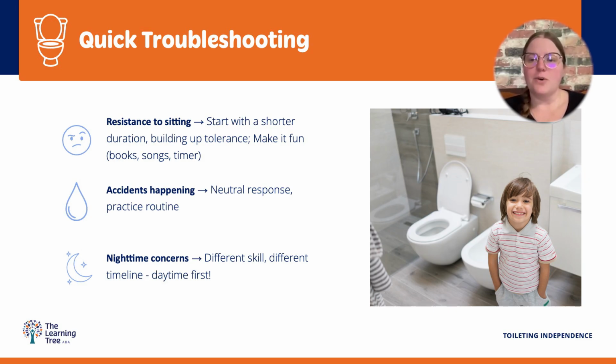We can even start with 1 second, just sit down, stand up. The next time, increase it to 3 seconds. The next time, increase it to 5 seconds. This will build up the tolerance, so they're not immediately sitting down on the toilet for maybe a targeted 5 minutes. We want to keep our expectations lower and increase gradually.